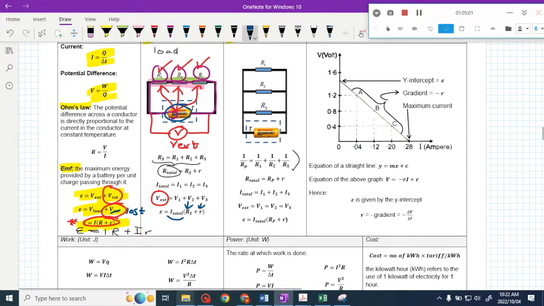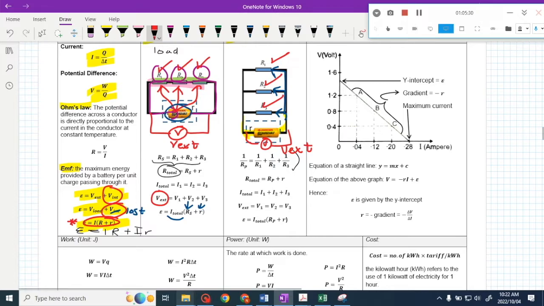Coming to your parallel circuit, in this case we know that the current is going to divide, some goes there, some goes there, some goes there. But since these resistors are in parallel with the battery itself, if we connect a voltmeter here, that voltmeter is still going to measure V external, and it's going to be the same across these three because in parallel, potential difference is constant.